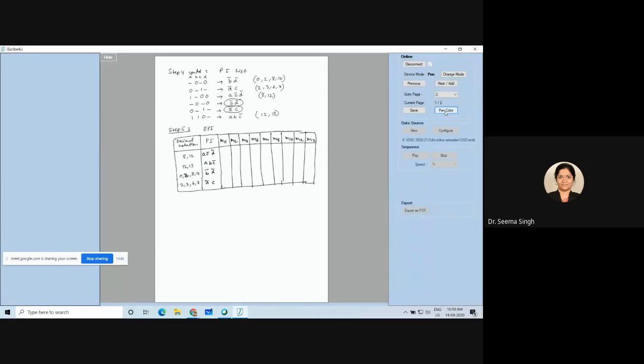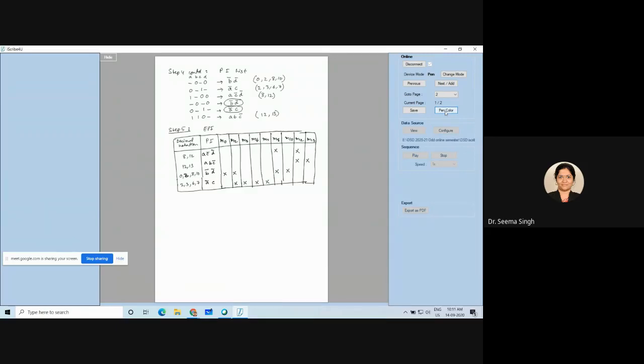Now A, C bar, D bar is taking care of 8 and 12. So in front of that, I need to put a cross. A, B, C bar is taking care of 12 and 13. So I need to put a cross in front of that. B bar D bar covers 0, 2, 8, 10. Last one is 2, 3, 6, 7. So my EPI table is ready.